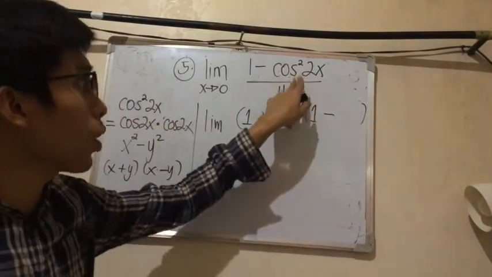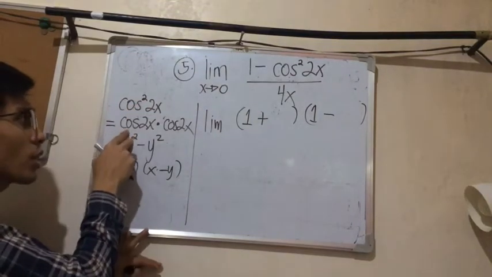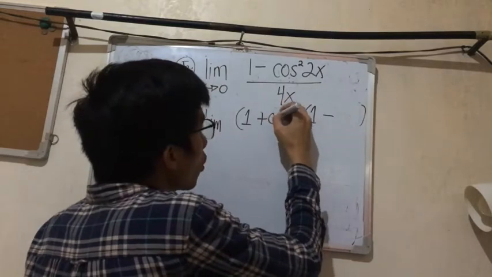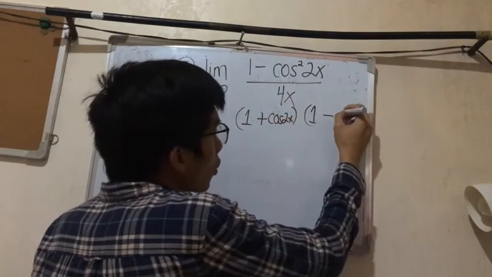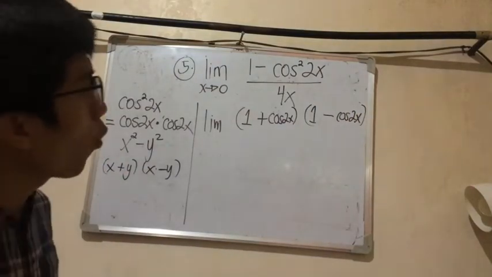What is the root of cosine squared 2x? Take note that cosine squared 2x is equivalent to cosine 2x times cosine 2x. So we are able to separate the two: cosine 2x and cosine 2x.